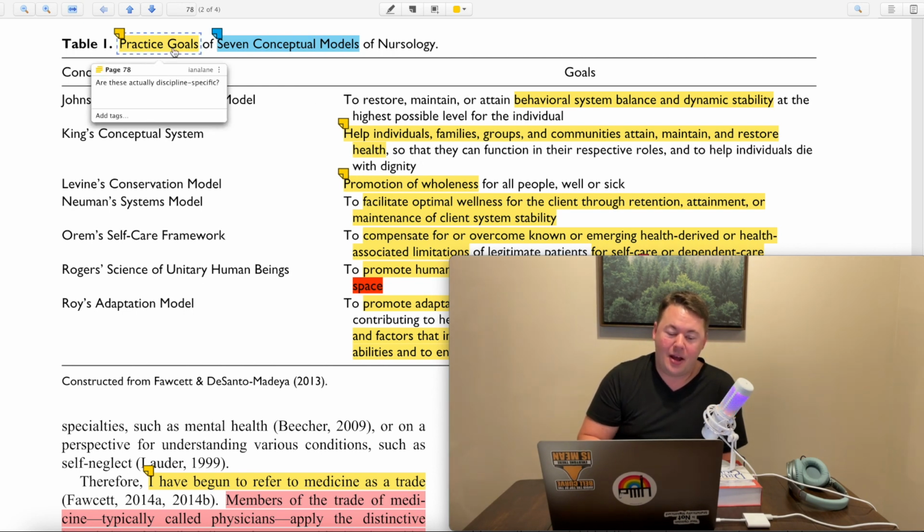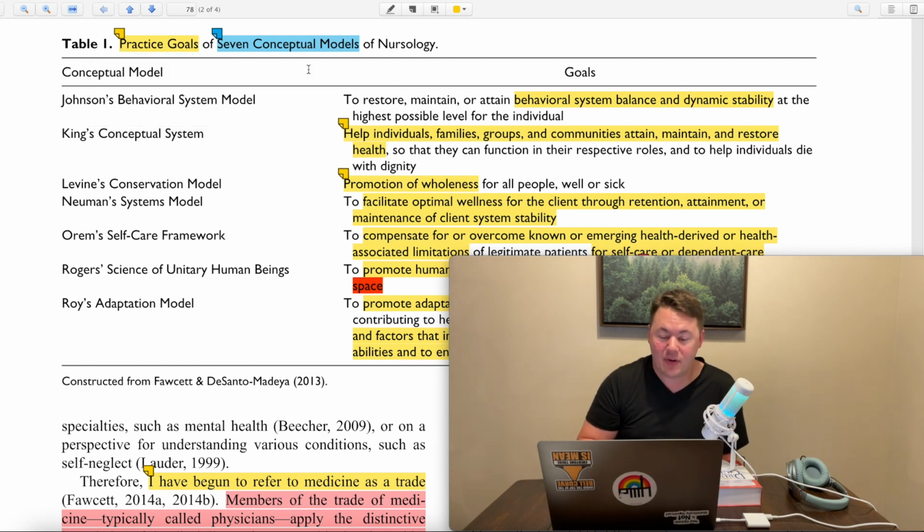One of the things I want you to ask yourself, and one of the things I asked myself as I read this, is, are these actually domain specific? As we go through them, we'll ask whether this seems to be very specific to the discipline of nursing per se, or whether it seems to arise out of knowledge from other, more so-called foundational, maybe, disciplines.